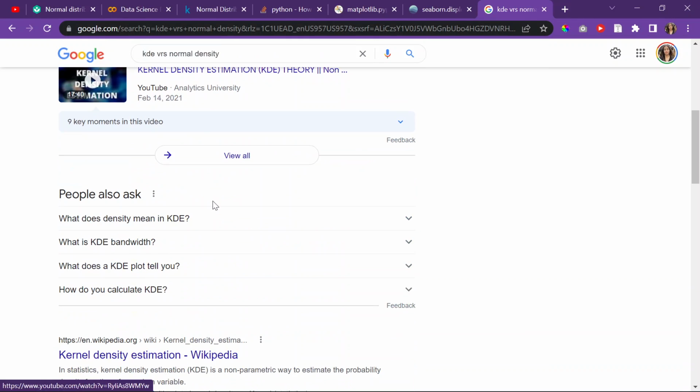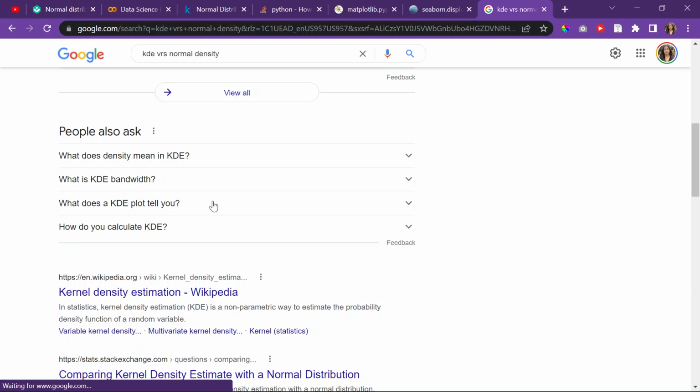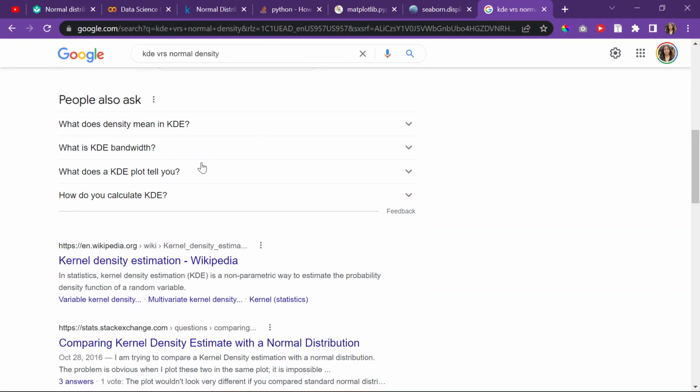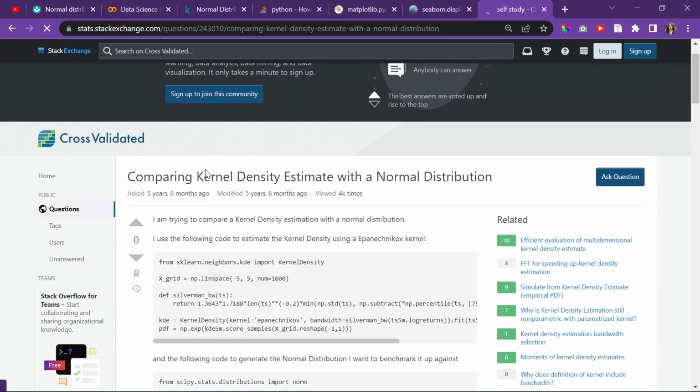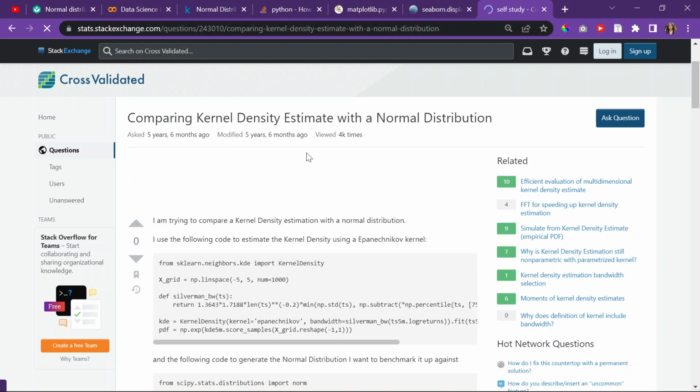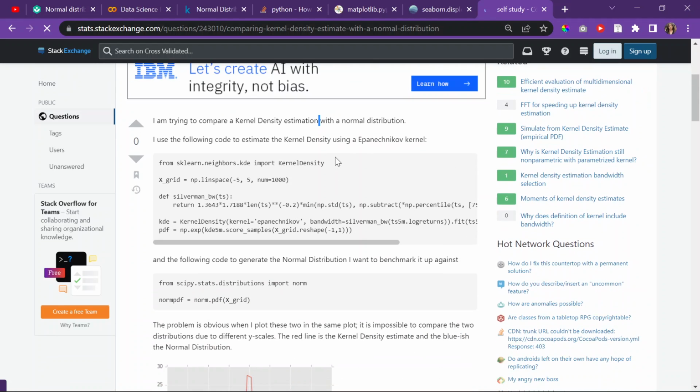Intro to kernel density estimation. Is that what it is? Is the density in the PDF, is that what it is? Is that what it's called, kernel density? Is that the real name, or is it two different things? With a normal distribution. Yes, thank you very much. This is what I wanted. I'm trying to compare a kernel density estimate. Literally what I'm trying to do. That's exactly what I'm trying to do.